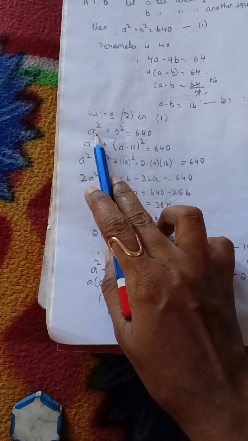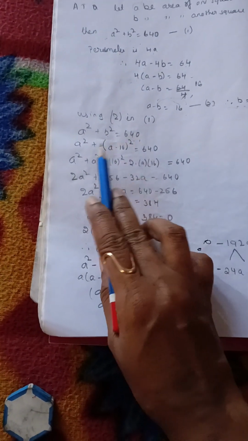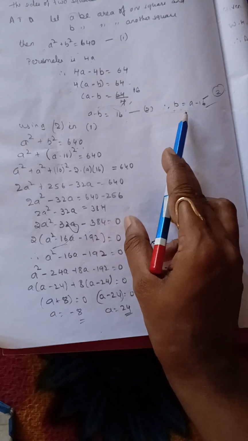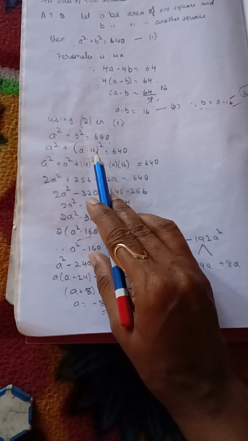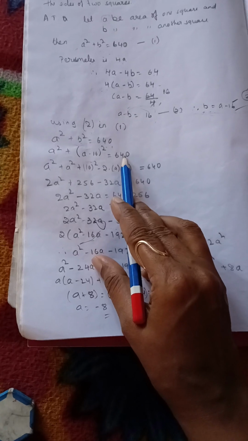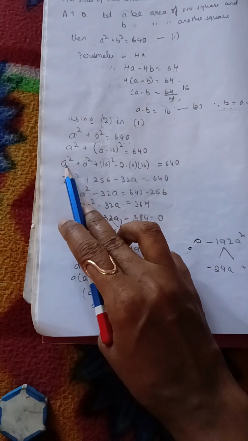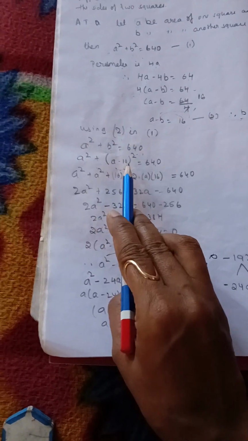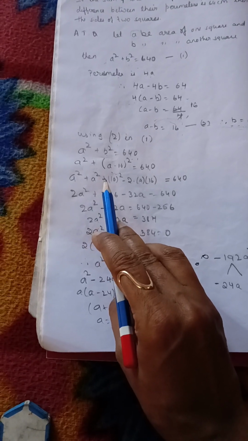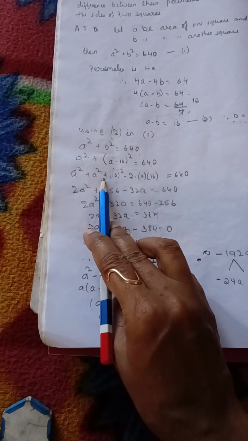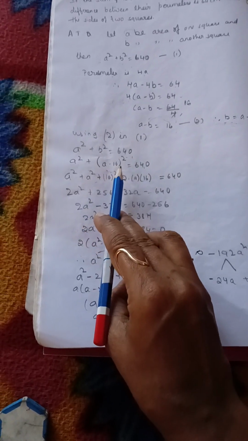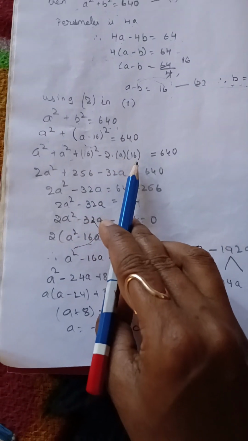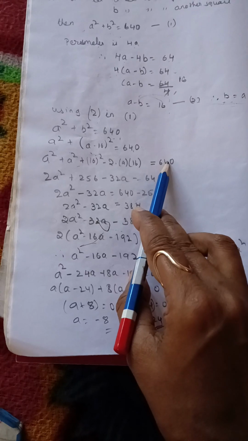So A square plus B square is equal to 640. A square plus, in place of B square I am putting A minus 16, because B is A minus 16, whole square is equal to 640. So here A square as it is. For this I am putting the formula A minus B whole square is A square minus 2AB plus B square. So that formula I am putting and splitting here. A square plus 16 square minus 2 into A into 16, and here I have 640 as it is.